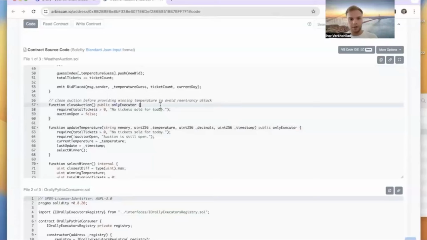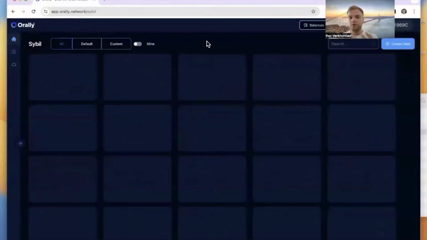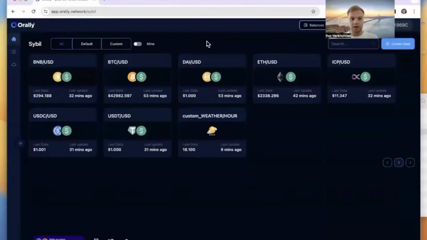to avoid some range attack, and it's executed a few times before the winner is announced and the temperature is provided. So let's go and show. I will show you how Sybil is solving those problems for delivering this data. Firstly, we need to fetch data about weather. So we need to go to CBL. CBL is our decentralized fetching tool, and you can create a custom data feed.